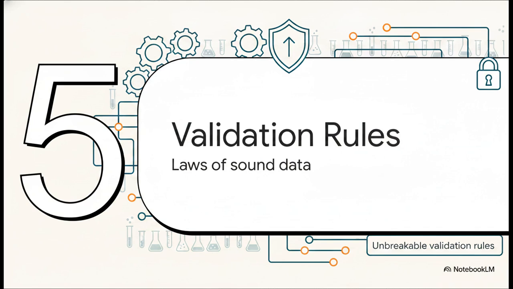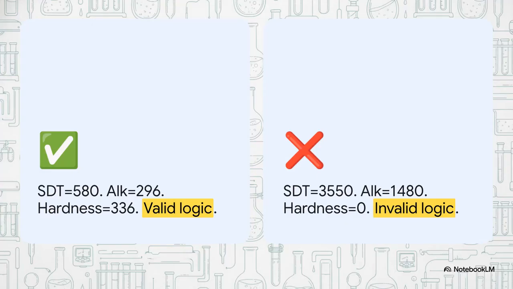These are the absolute laws of logically sound data. See how all this builds on those definitions we went over earlier? Your total dissolved solids, your TDS, will absolutely always be your maximum value. Total alkalinity and total hardness are merely components of that TDS, right? So logically, mathematically, they can never exceed it in a correct log.